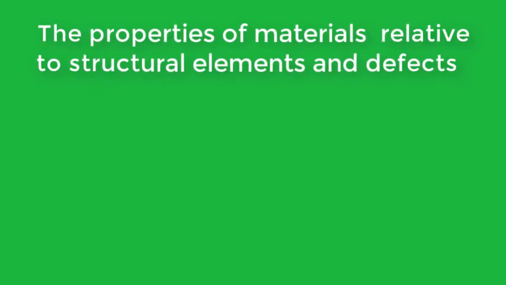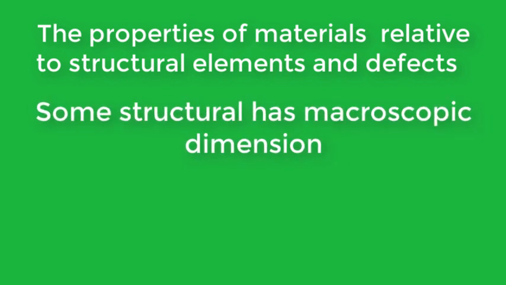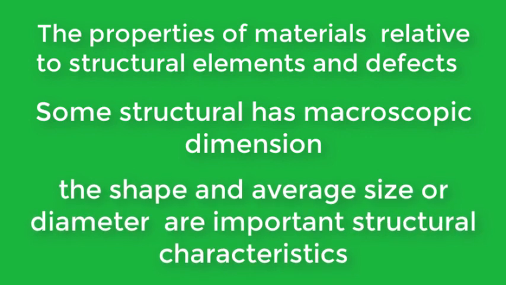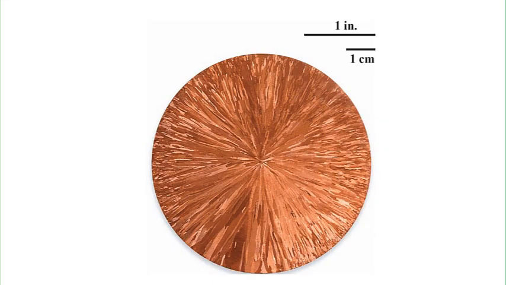On occasion it is necessary or desirable to examine the structural elements and defects that influence the properties of materials. Some structural elements are of macroscopic dimensions, that is, they are large enough to be observed with the unaided eye. For example, the shape and average size or diameter of the grains for a polycrystalline specimen are important structural characteristics. Relatively large grains having different textures are clearly visible on the surface of the sectioned copper ingot shown in the figure.